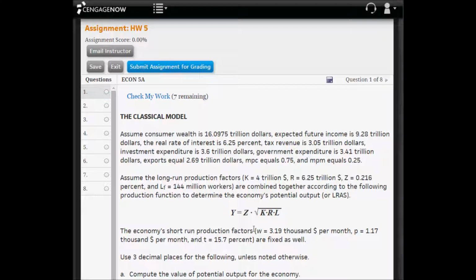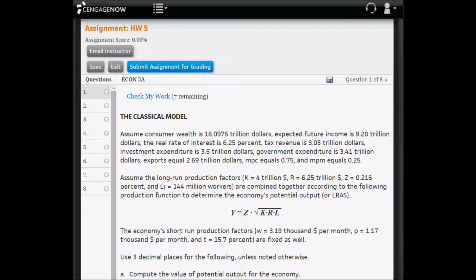The economy's short-run production factors, the aggregate nominal wage rate, is $3.19 thousand per month. Prices of other production inputs is equal to $1.17 thousand per month. The supply side tax rate is 15.7%, and those are all fixed.